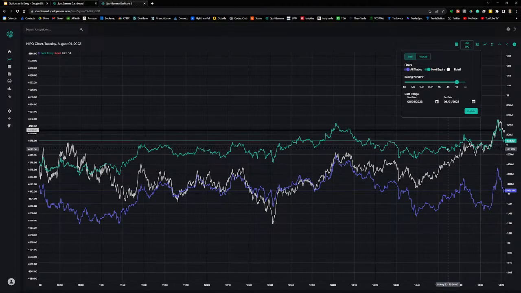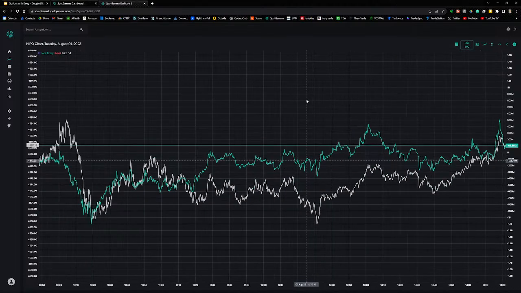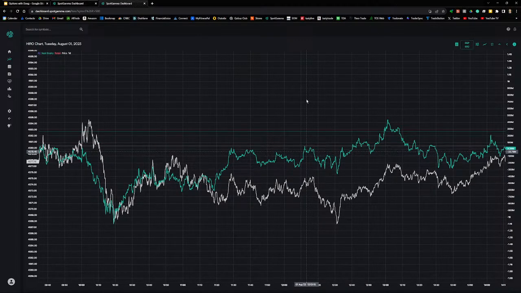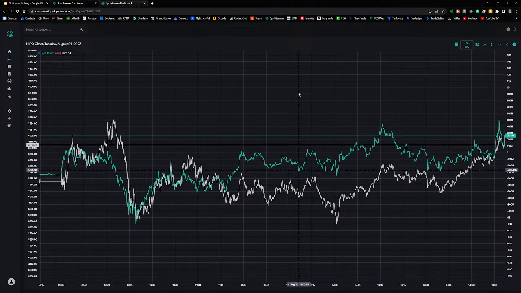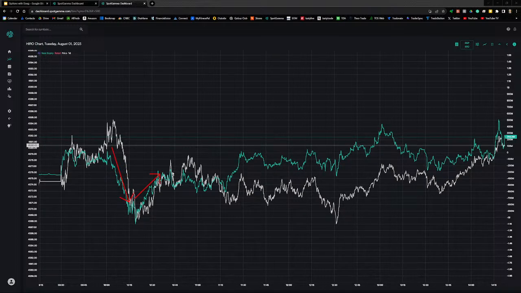So this green line is showing the 0 DTE trades. And let's just turn off all trades and just look at 0 DTE. So this is pretty clearly a strong driver of price action today. The 0 DTE trades in the S&P 500. You can see the divergence short, divergence long, and then options traders continue to take positive delta positions in the S&P 500.